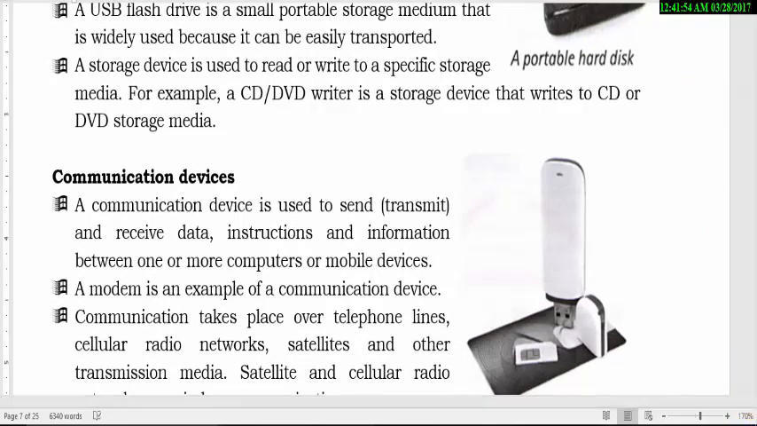So we say a USB flash drive, or flash disk, is a small portable. Portable means that you are able to carry it, whether you are going to the market or going to school. A USB flash drive is a small portable storage media that is widely used because it can be easily transported. So we can easily carry the flash disk.